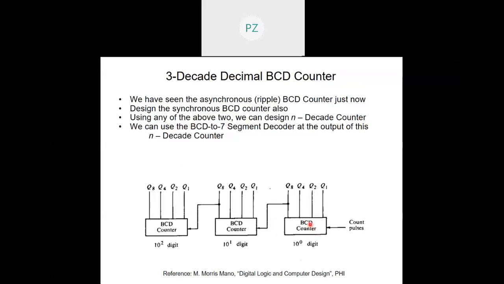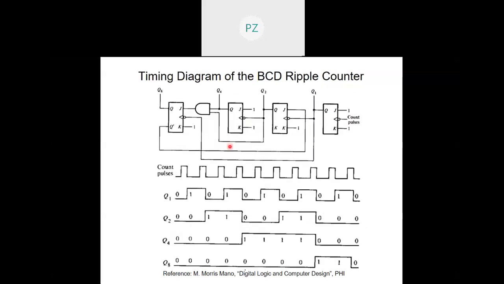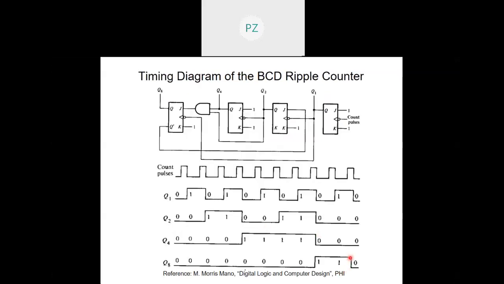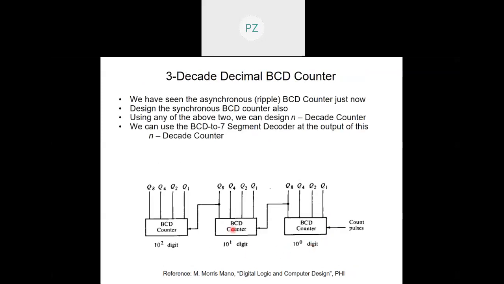Like this. You employ this entire BCD counter as a block, and so this will count the unit places, right? It will count from 0, 1, 2, 3, 4, 5, 6, 7, 8, 9. And after 9, when Q8 goes 0, the negative edge of Q8 will be the counting pulse for the next BCD counter. So what will happen? Count pulses, if all of them had been reset to 0 in order to make things simpler.